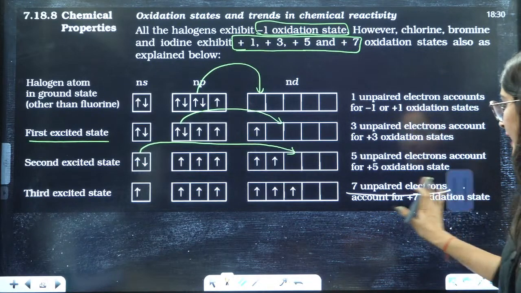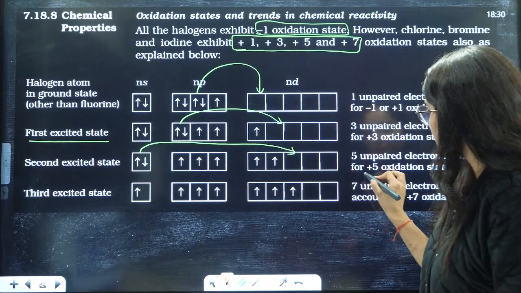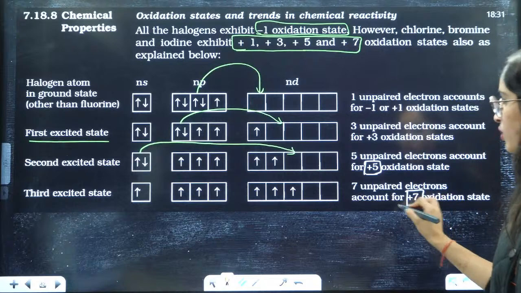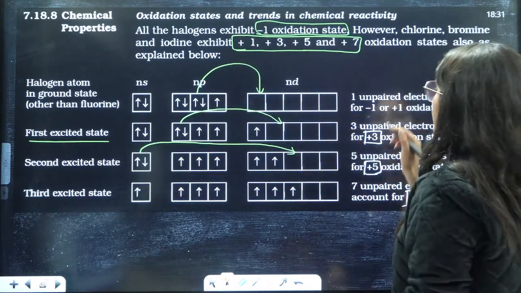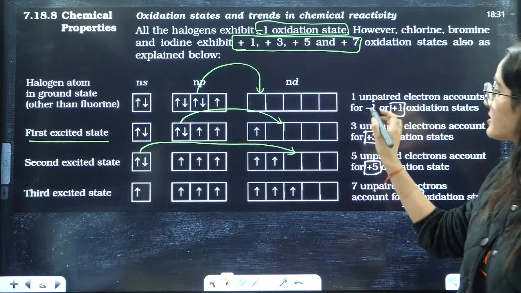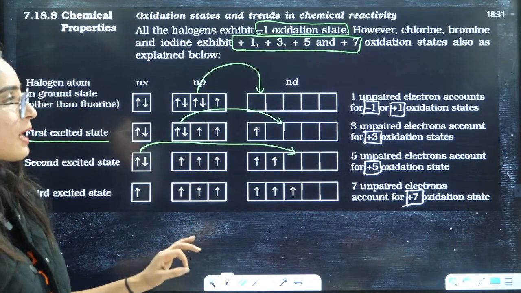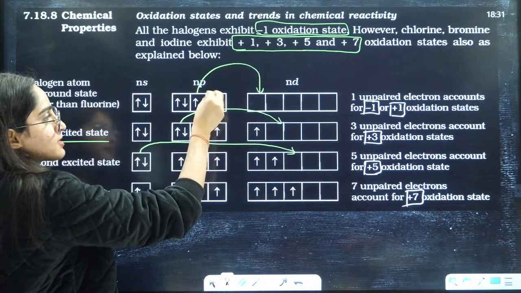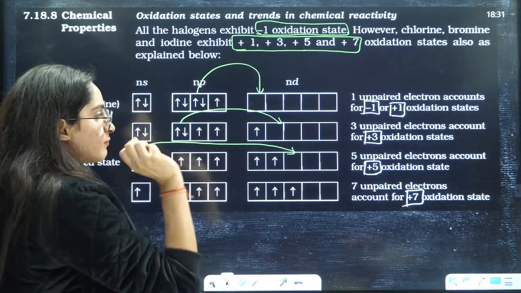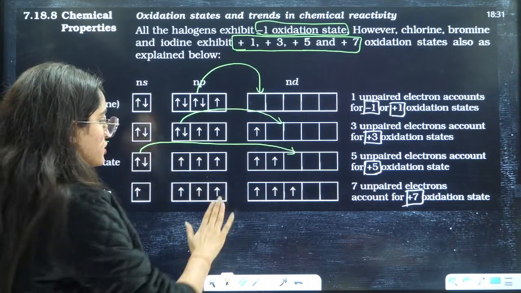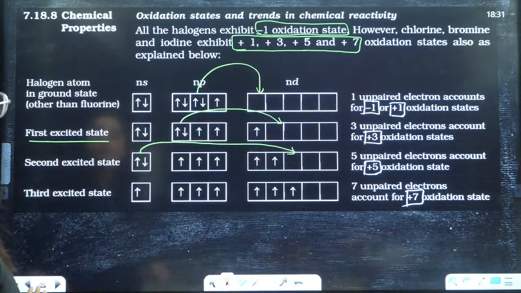Now, 7 unpaired electrons account for the plus 7 oxidation state. 5 unpaired, how many? 1, 2, 3, 4, 5, so it is the plus 5 oxidation state. Here it is 3, so it is the plus 3 oxidation state. Here, it can lose 1 electron, right, and become plus 1 oxidation state, or, with high probability, it will gain 1 electron and become minus 1 oxidation state. Right? Is this clear to everybody? What has happened here? If it is not in the excited state, it has 1 electron unpaired, minus 1 or plus 1, gain or lose 1 electron. Here 1, 2, 3 unpaired, so it is 3. It is 5 unpaired, so 5 oxidation state. It has 7 unpaired, so plus 7 oxidation state. That is how you will have all these oxidation states of the halogens.